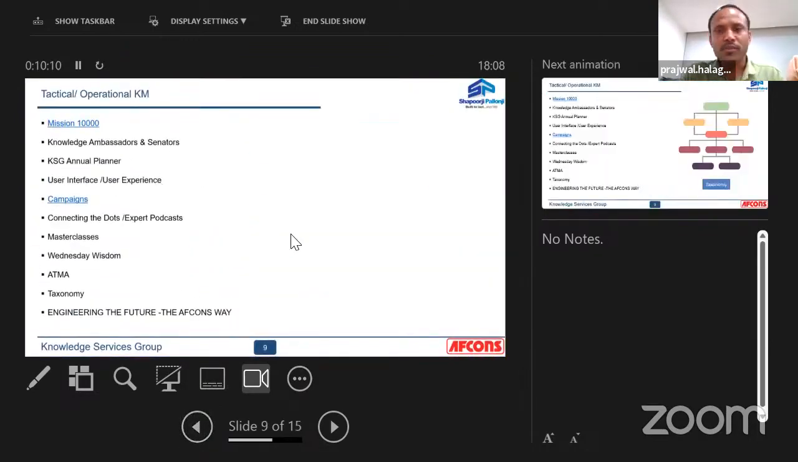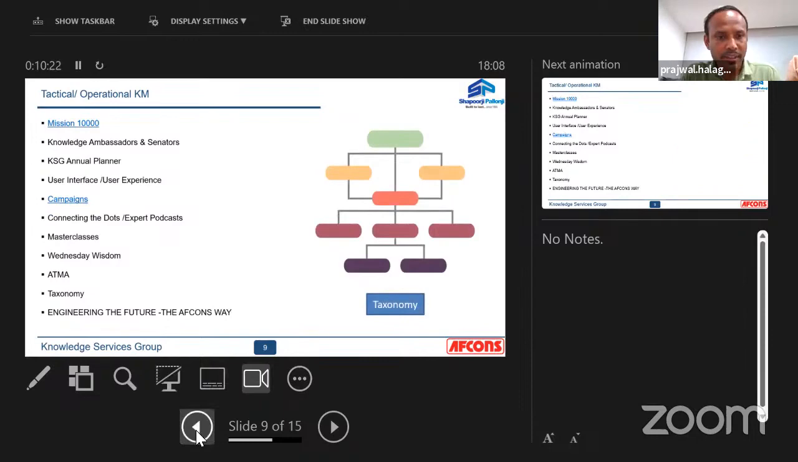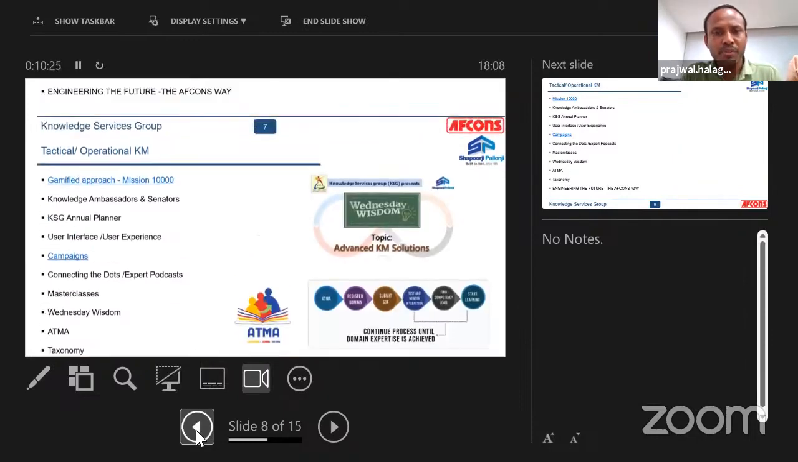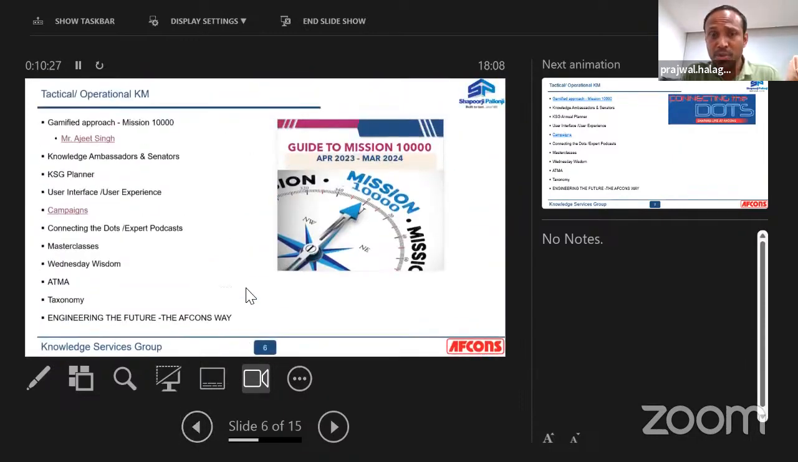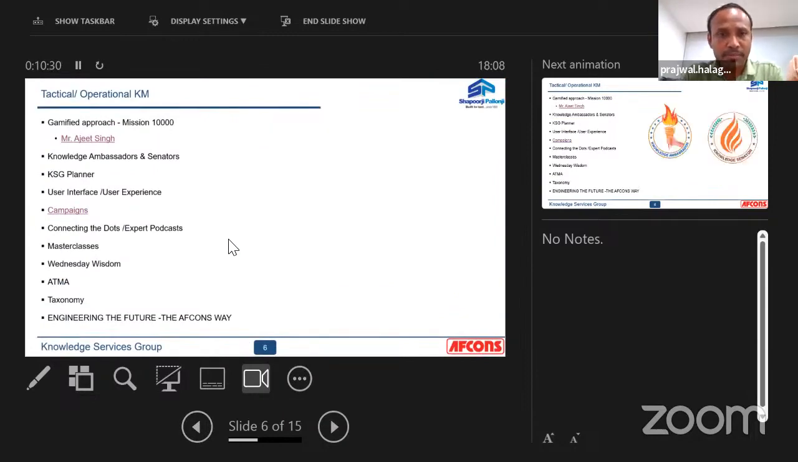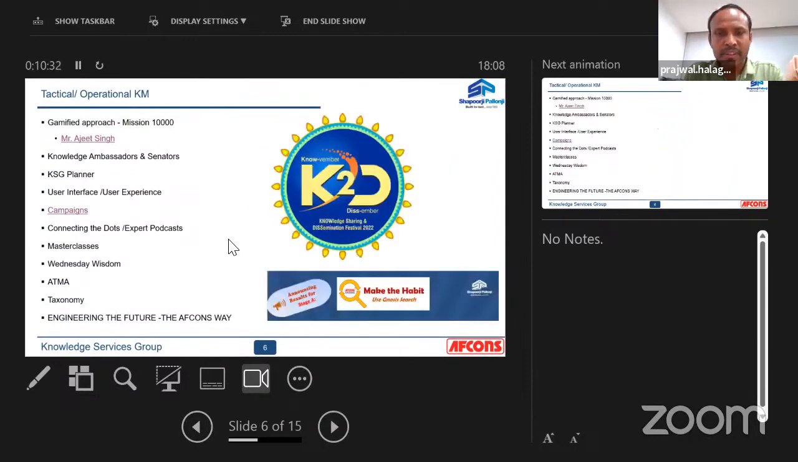So in order to execute our activities, we have our supporting persons called knowledge ambassadors and knowledge senators. I also want to highlight certain campaigns which we run. One is a two-month knowledge dissemination festival, held from November to December, in which our entire projects compete with each other. We also have the campaign called Change the Habit and Make the Habit. We have achieved huge success in these two campaigns.